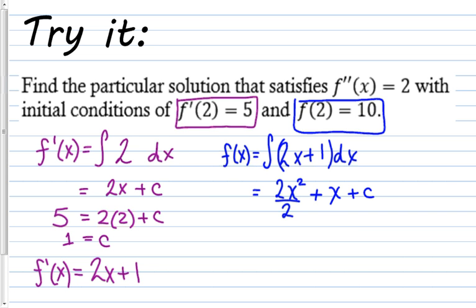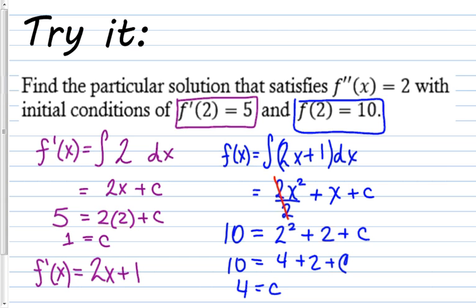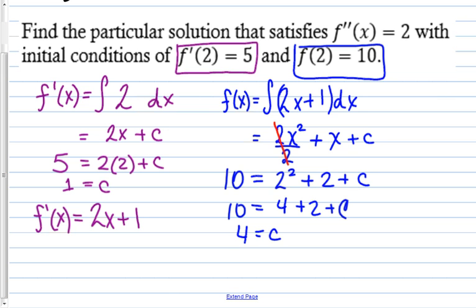According to my initial conditions, my function equaled 10 whenever I plugged in 2. And obviously these cancel out, right? So 2 squared plus 2 plus c. So 10 equals 4 plus 2 plus c. So 4 plus 2 is 6. Subtract 6 from both sides. And c is 4. And then that means, let me scoot this down, that my original function, f of x, the equation for that was x squared plus x plus 4. And there's my solution.